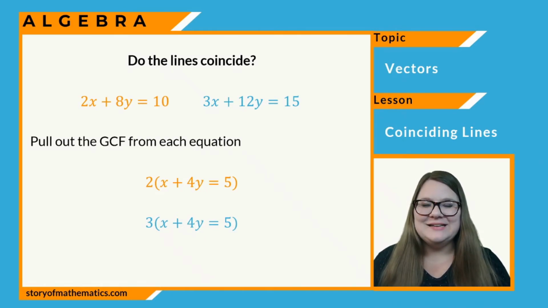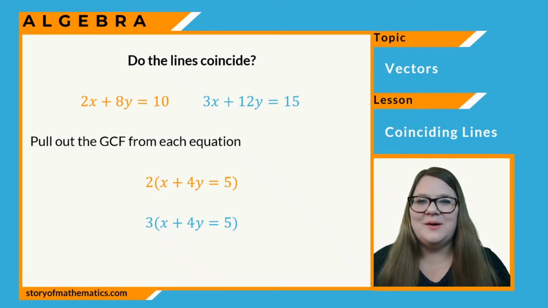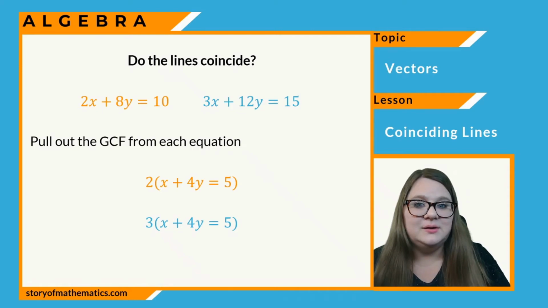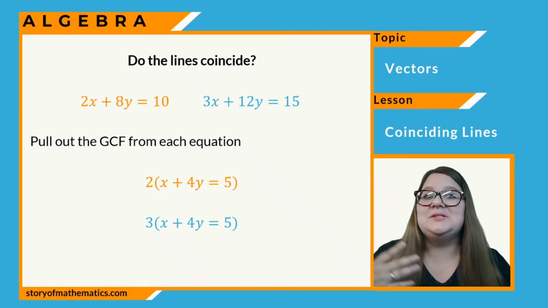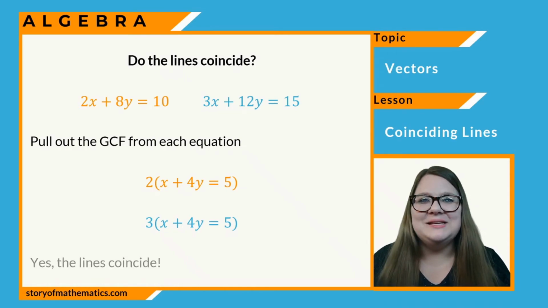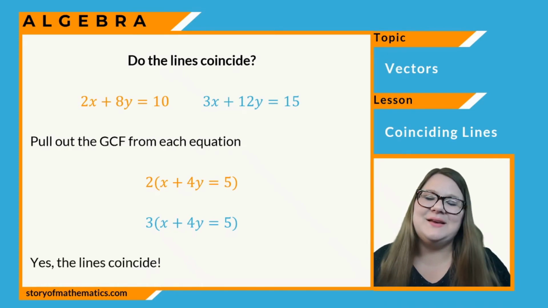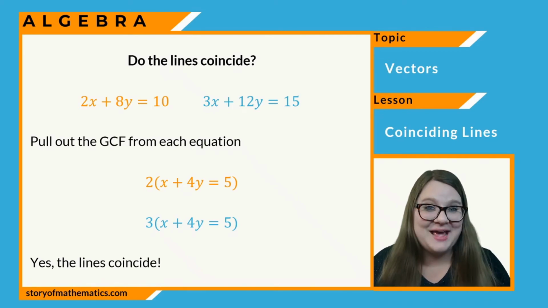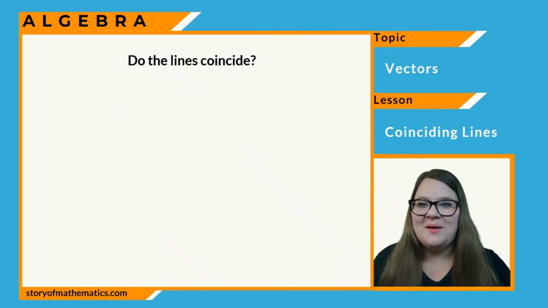Look at that. They're both multiples of the same equation. So in this case, we would consider our k value for the first equation to be 2 and our multiple for the second equation to be 3. So yes, the lines coincide because they have the same equation as their base. Let's take a look at one more example.